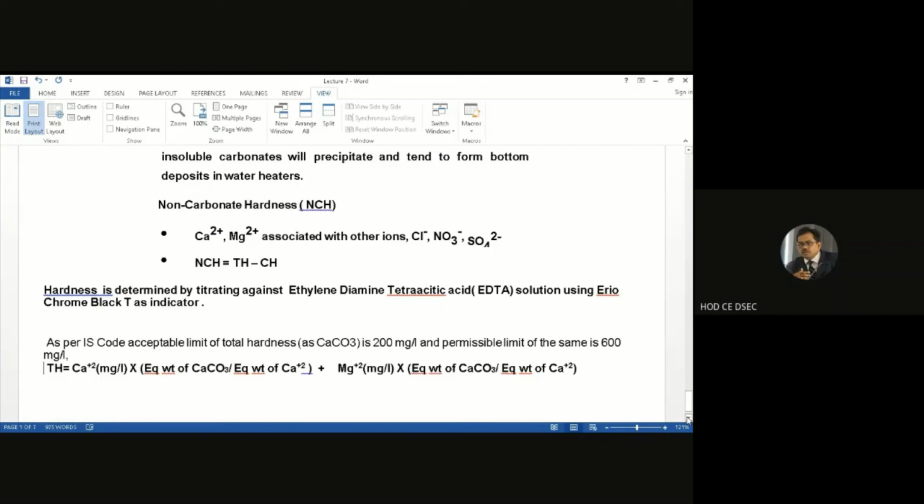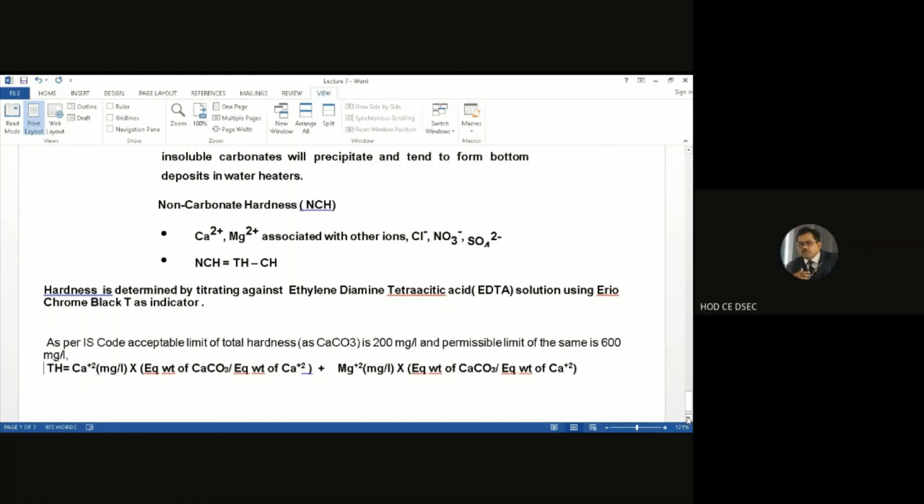Why? Because ultimately you are expressing the hardness as CaCO3. So what is the equivalent weight of CaCO3? Equivalent weight is the molecular weight divided by valency. For CaCO3, Ca is 40, C is 12, and O3 is 3 into 16, 48. So the molecular weight of CaCO3 is 100. The valency is 2. So the equivalent weight of CaCO3 is 100 divided by 2, which is 50.